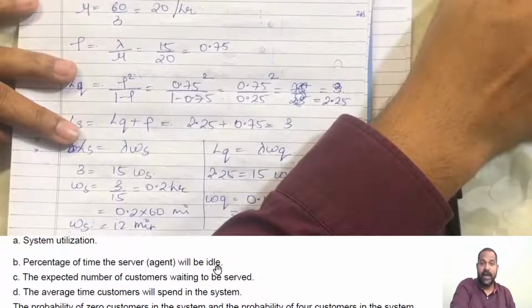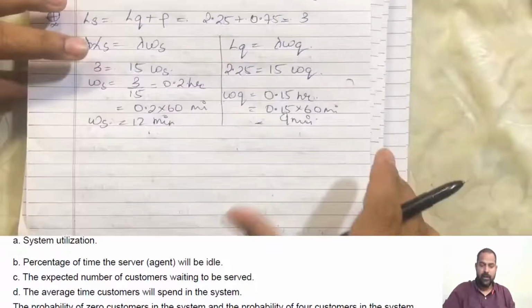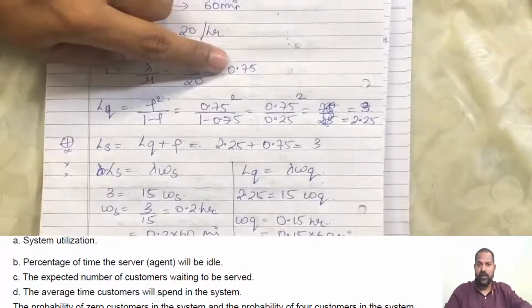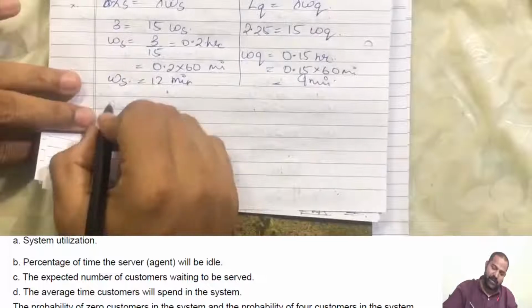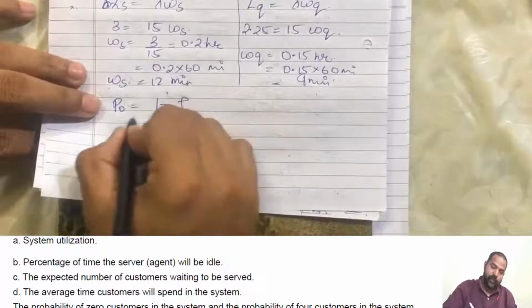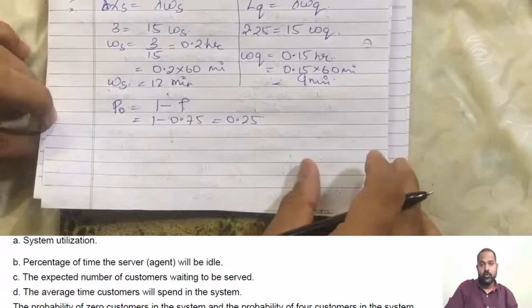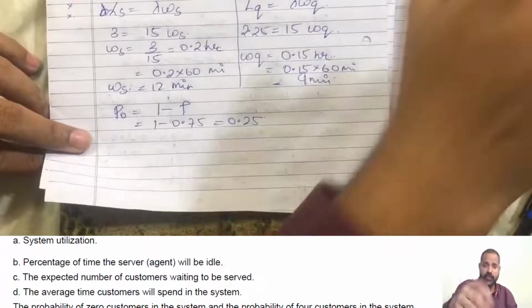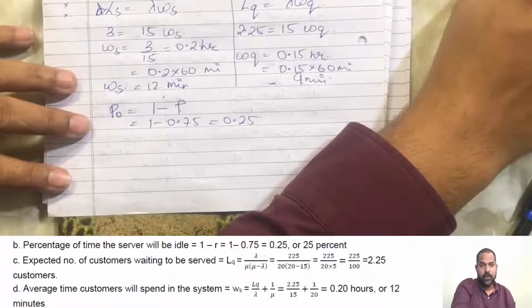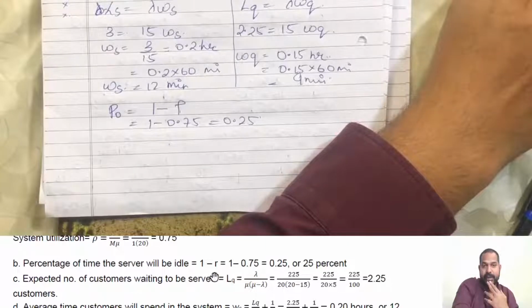Next. Percentage of time the server or the agent will be idle. Now this we haven't found, but simple. See, if the person is occupied 75% of the time, then 25% of the time he or she is idle. So probability of idle or probability of nobody in the system is 1 minus rho, which is 1 minus 0.75, which is 0.25. So 25% of the time there is nobody in the system, and that is why the system is idle. The answer to that, percentage of time the server will be idle is 25%.